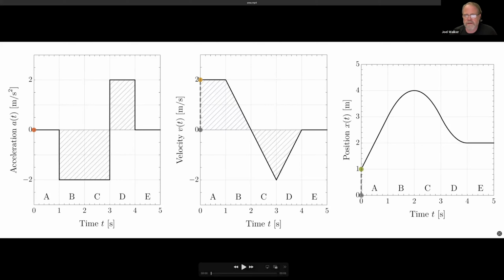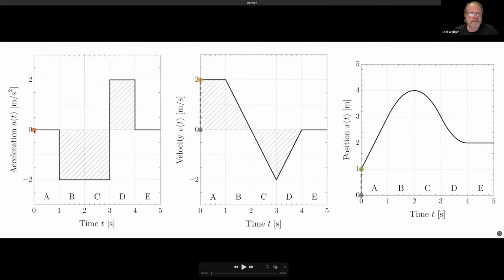So let's stipulate that the starting value of the velocity, in other words, the value of the velocity at time 0, was 2 meters per second. And likewise, let's stipulate, we just have to pick a number, that the starting value of the position, the initial position, the position at time 0, was 1 meter. Now, relative to those starting values, we can figure out changes in the velocity and also changes in position.